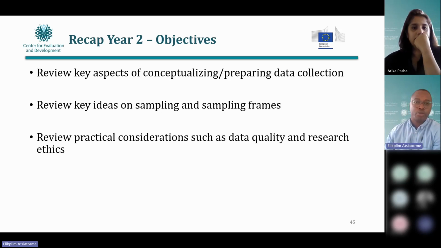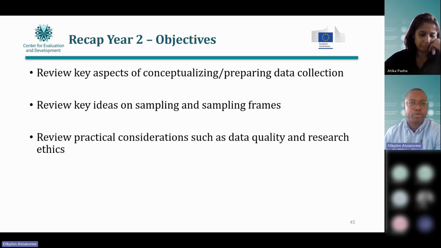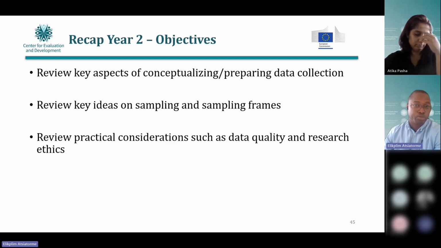We also spent a bit of time looking at sampling in general, and then sampling frames, which is an important part of data collection. Then we looked at some of the practical issues that you would be faced with when collecting data. The focus for year 2 was really on the collection of not just any kind of data, but quality data, which is very critical for counterfactual impact evaluations. So I will briefly go over this with you before we get started with today's main sessions on data analysis.